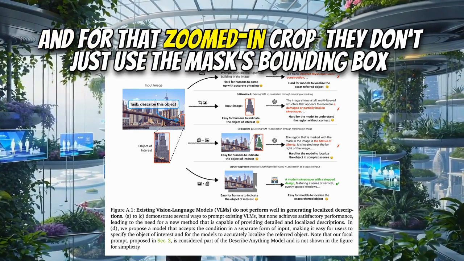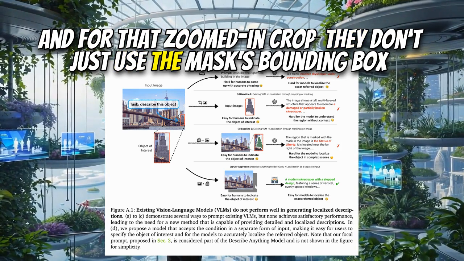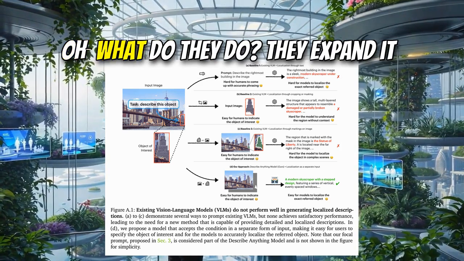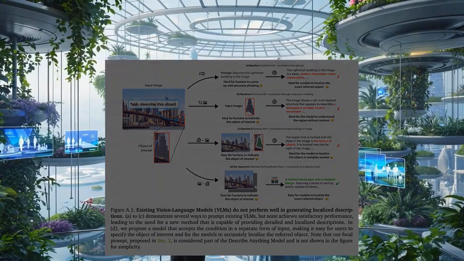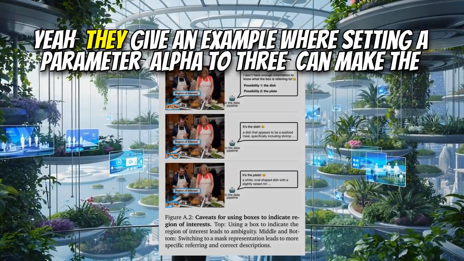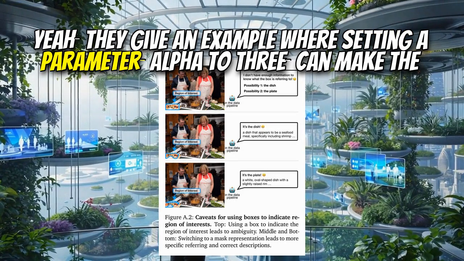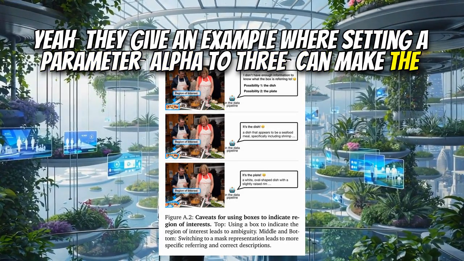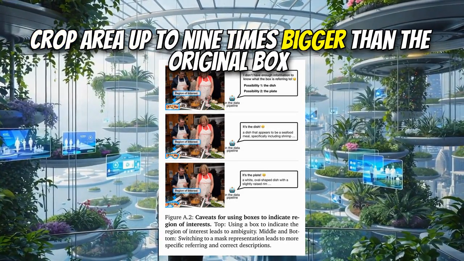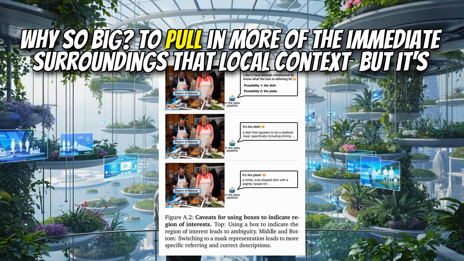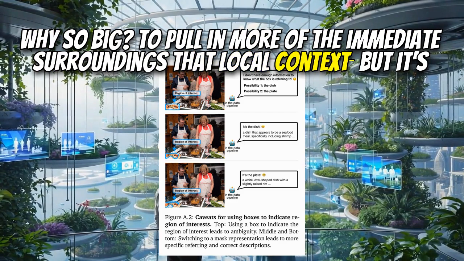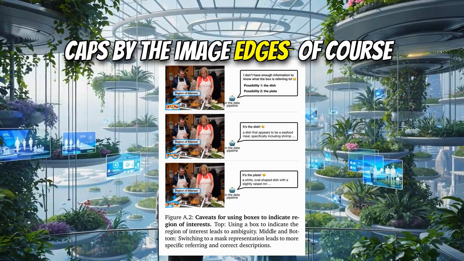And for that zoomed-in crop, they don't just use the mask's bounding box. Oh, what do they do? They expand it, using that expand box function they mentioned. Equation 2. The expand box, okay. Yeah, they give an example where setting a parameter, alpha, to 3 can make the crop area up to 9 times bigger than the original box. Wow, 9 times. Why so big? To pull in more of the immediate surroundings, that local context, but it's capped by the image edges, of course.